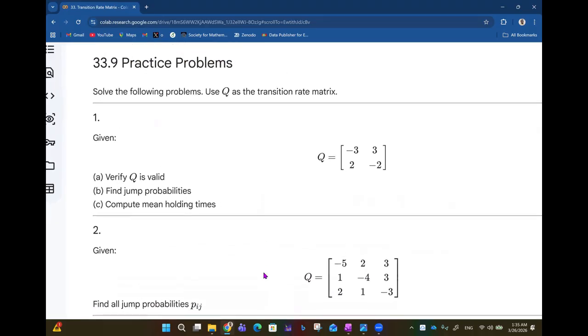So these are questions 1 and 2 now. We want to verify Q is valid. Of course, to verify Q is valid, you have minus 3, 3, right? That's 0, 2 minus 2, 0. So it's a valid transition matrix.